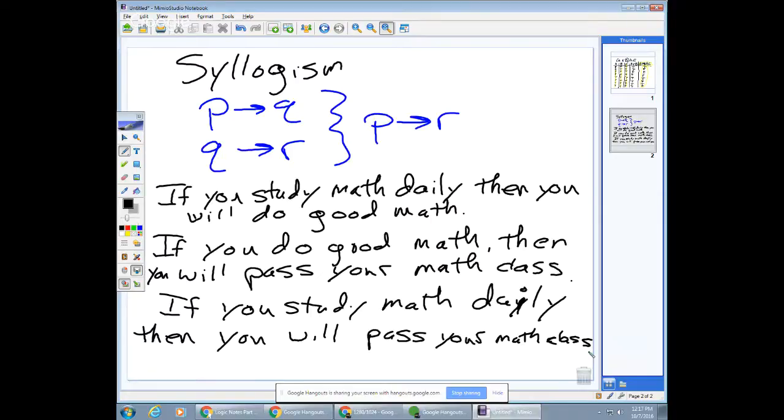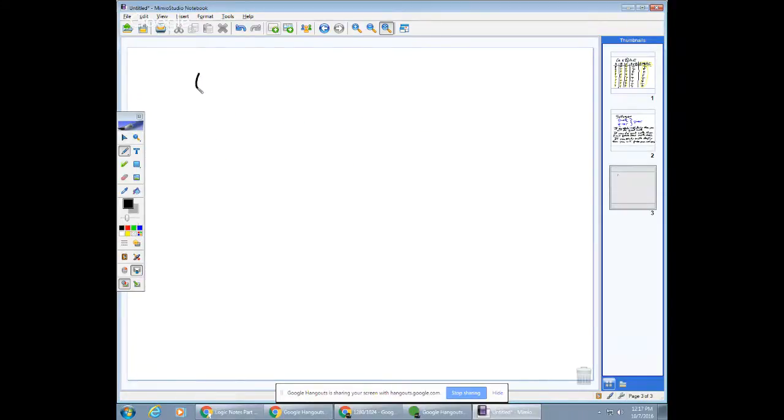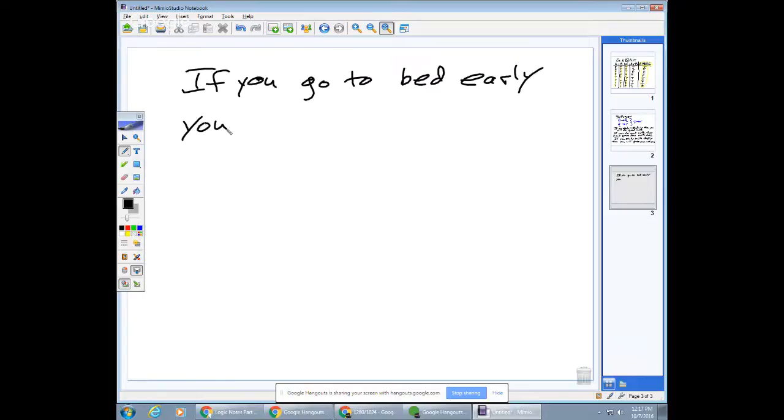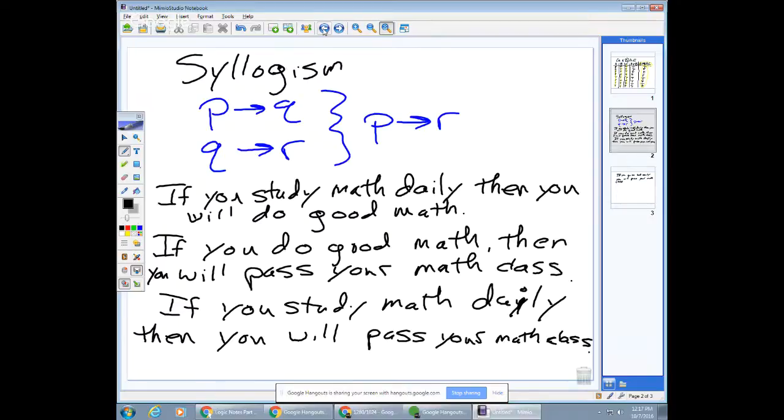So, new second sentence: go to bed early, you pass your math class. So let's suppose that was my second sentence. So I can ignore this one right here. Can we make a syllogism out of that?